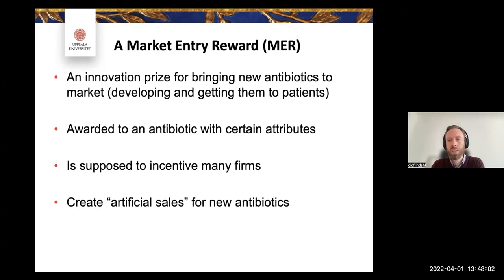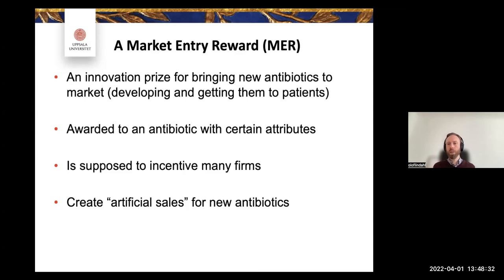It's been much discussed in the last 5+ years. And the idea is to basically put up a very big innovation prize, or market entry reward as it's called, so that many companies will try to push their R&D forward. And what you're doing, if we think of it from an analytical standpoint, if we're giving an innovation prize, is that we are creating some kind of artificial sales, right?